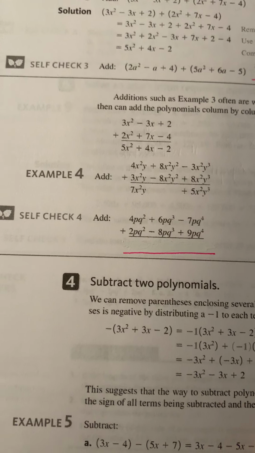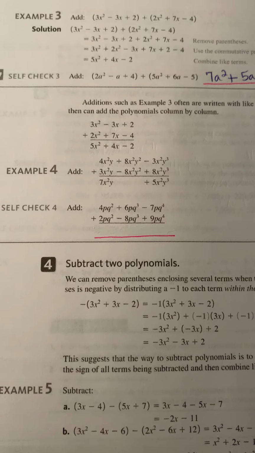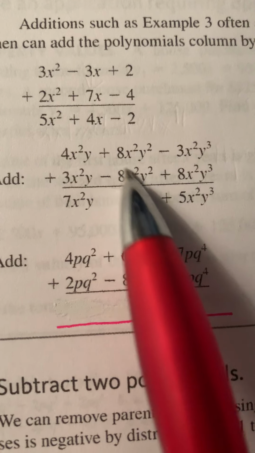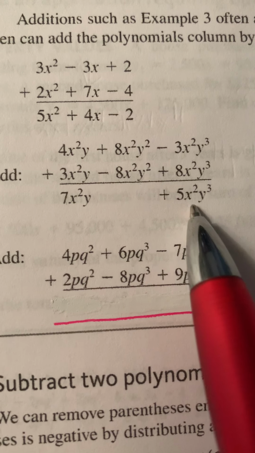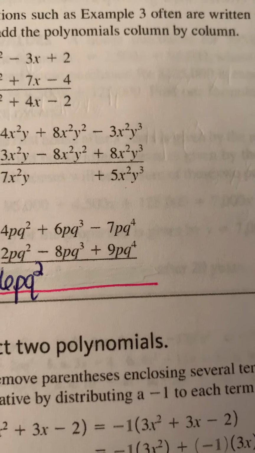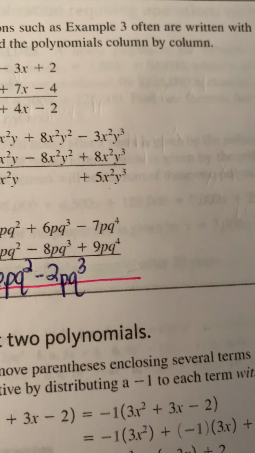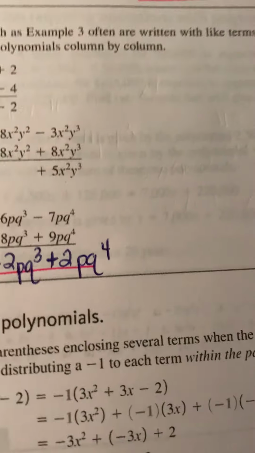All right, example 4 already has it stacked up for you. And notice that when you have nothing, it's 0. You just leave it blank. Just bring down what you do have. So for example, this is already stacked, so this is the same. So that's 6pq to the second power. 6 minus 8 is negative 2. Pq to the third power. And negative 7 plus 9 is positive 2 in your calculator. Thank you. Q to the 4th. Okay.